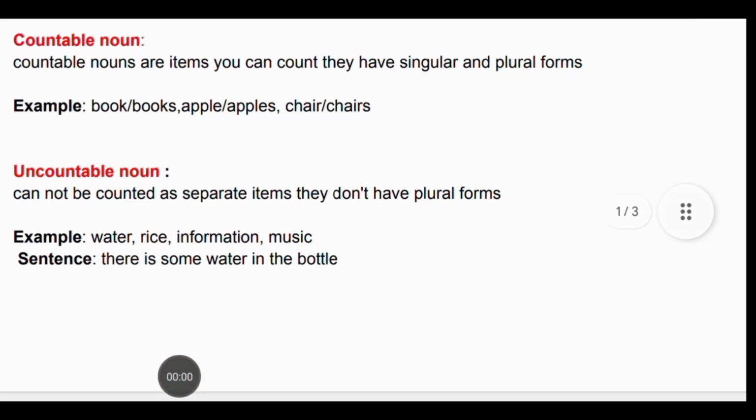Countable noun. Countable nouns are items you can count. They have singular and plural forms. Use numbers, a, and many, few.